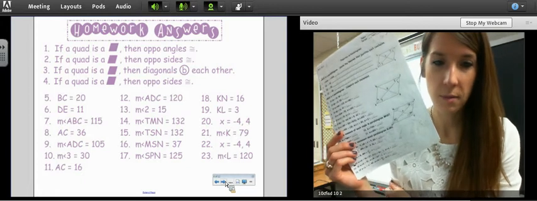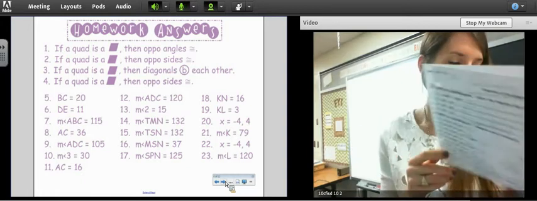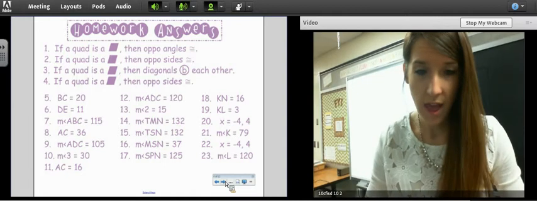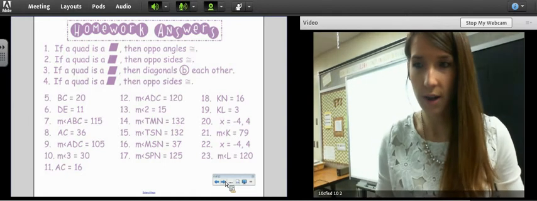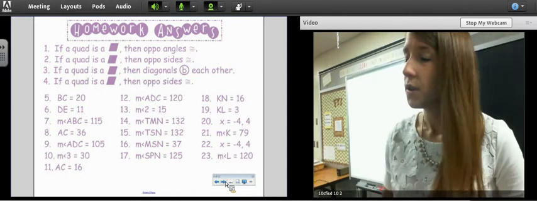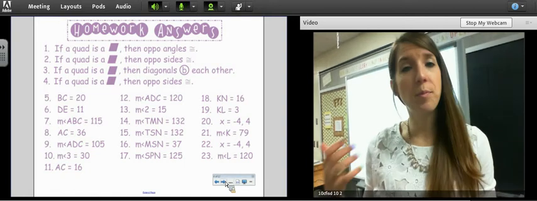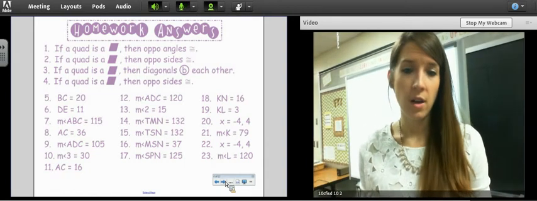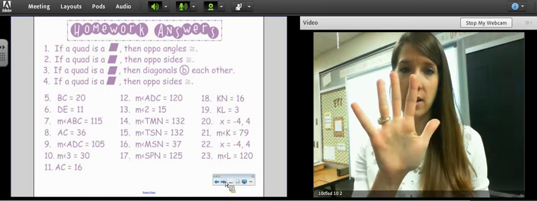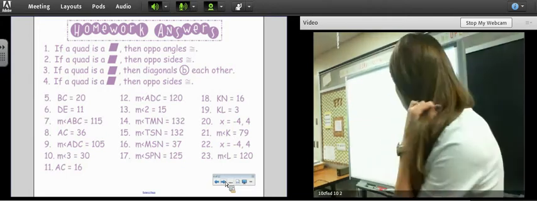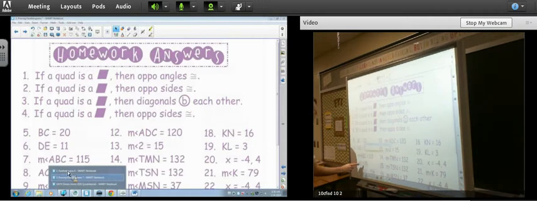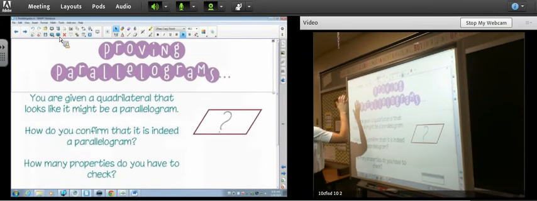Okay, I'm going to move on. We're going to talk a little bit about how to prove that a quadrilateral is a parallelogram. So we've done this in other units, right? We've proved that triangles are congruent. We've proved that triangles are similar. A parallelogram has 5 properties. So you might wonder to yourself, do you need to check all 5 properties to prove that it's a parallelogram?